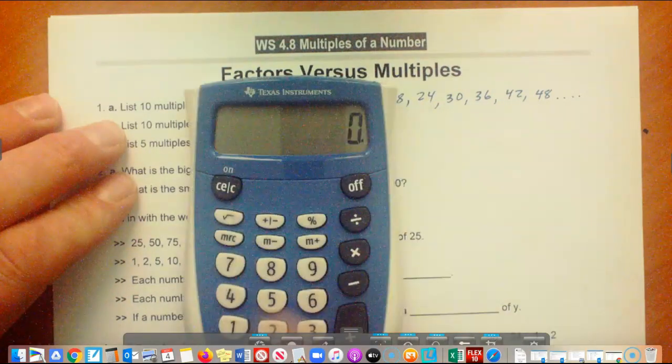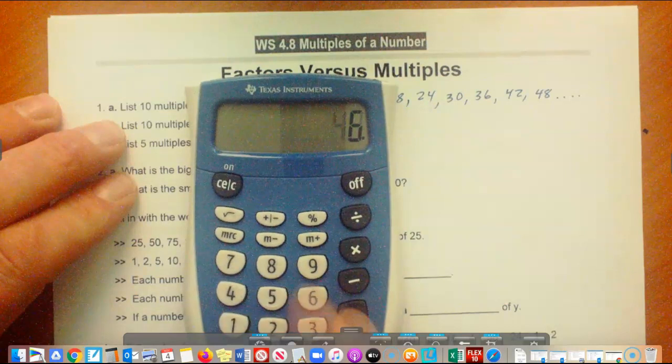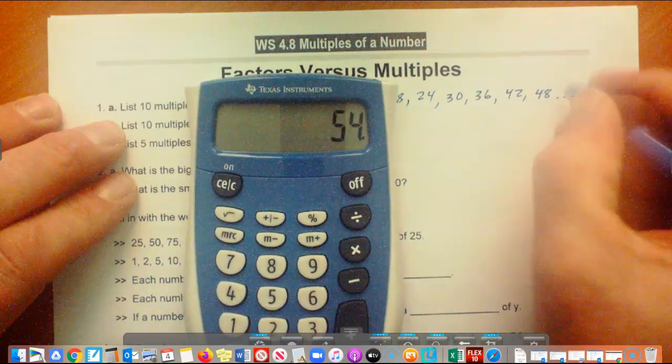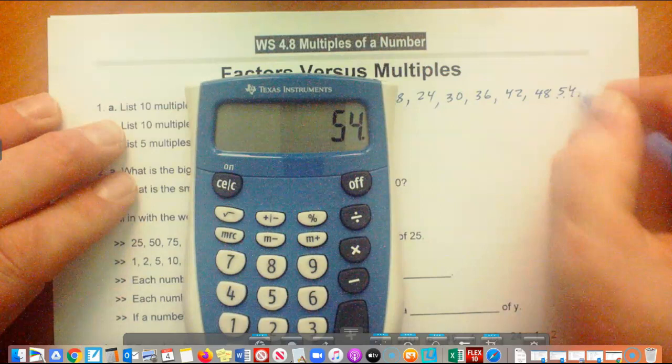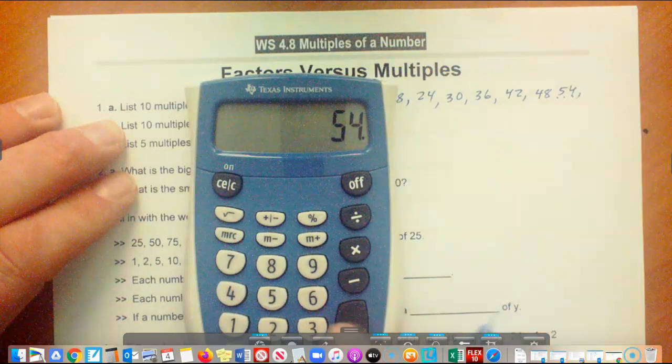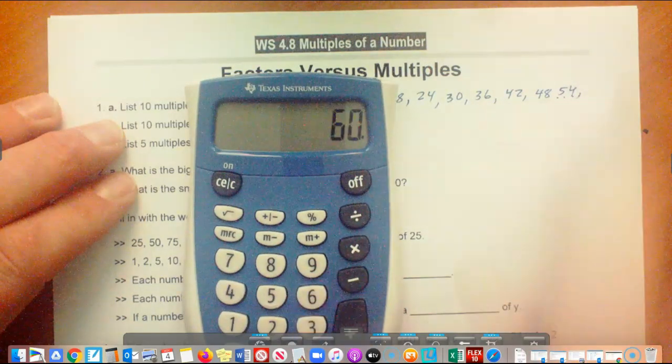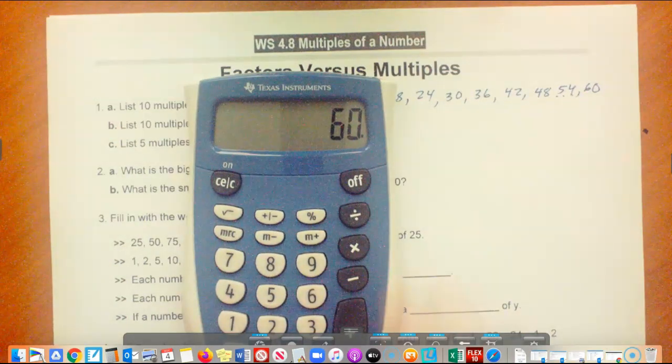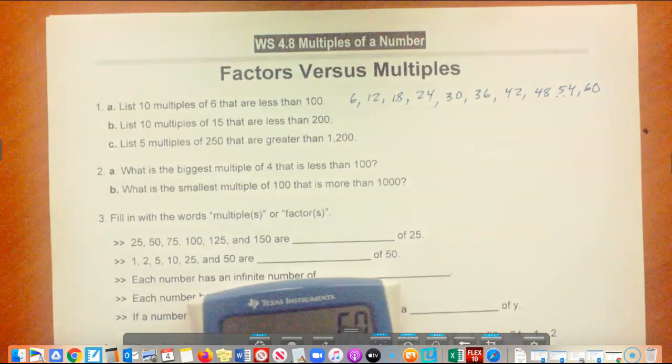You can go 48 plus 6, plus 6, and now we've got our 10 multiples. Okay. All right, you can do the same for those other ones.